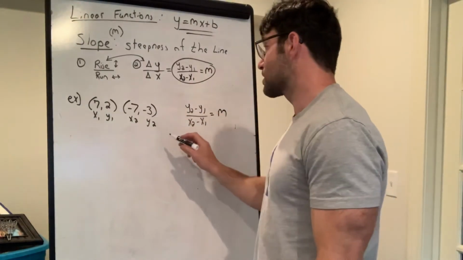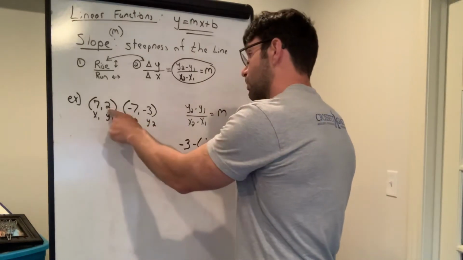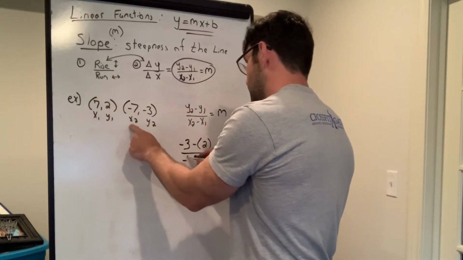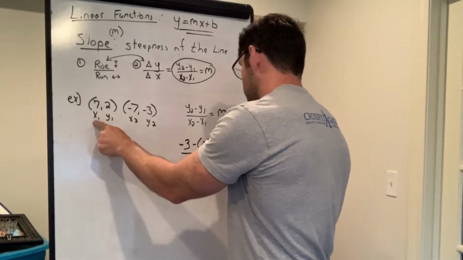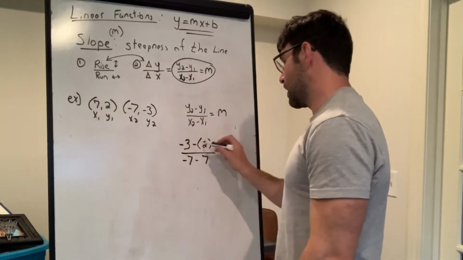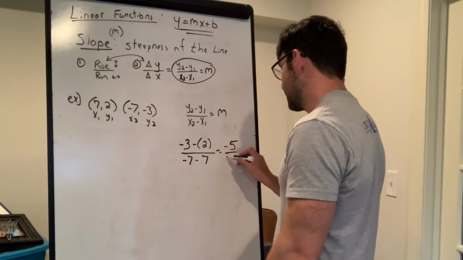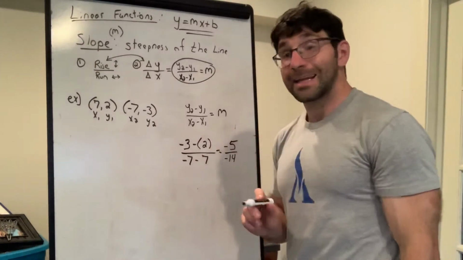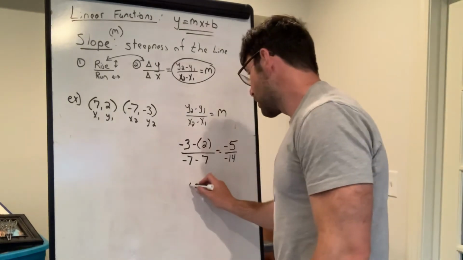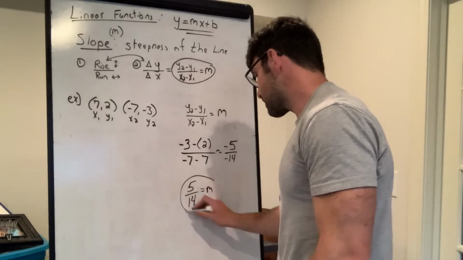So now, let's substitute in y2 minus, put it in parentheses, y1 divided by x2 minus x1 equals negative 3 minus 2 is negative 5. Negative 7 minus 7 is negative 14. I cannot simplify 5 and 14, but I can simplify a negative divided by a negative, which is a positive 5/14. So my slope is 5/14.